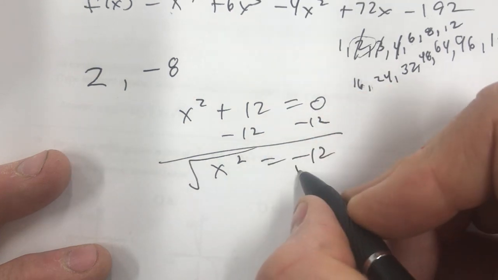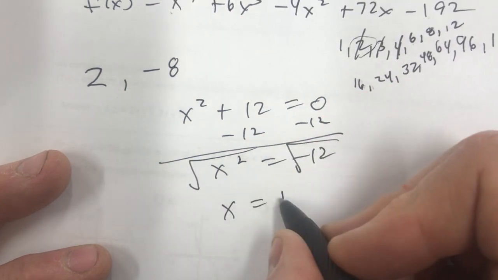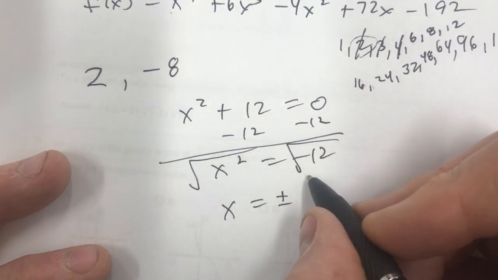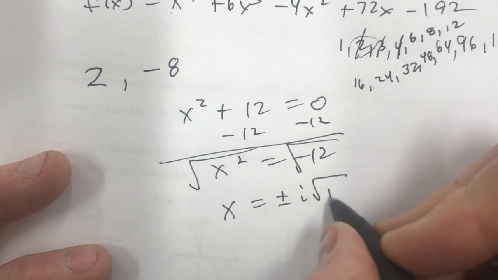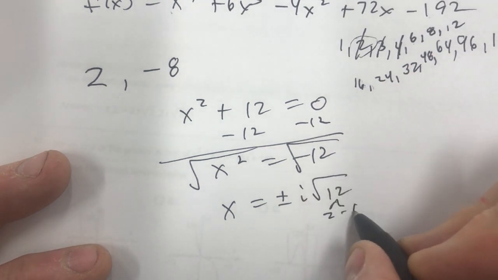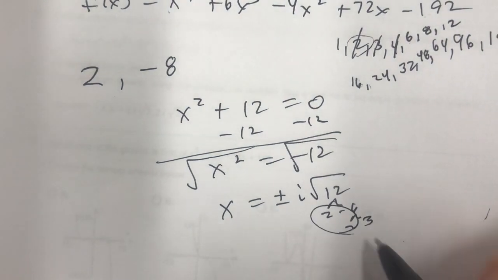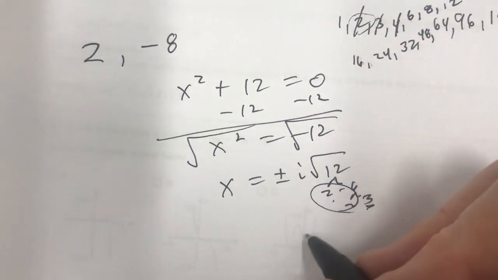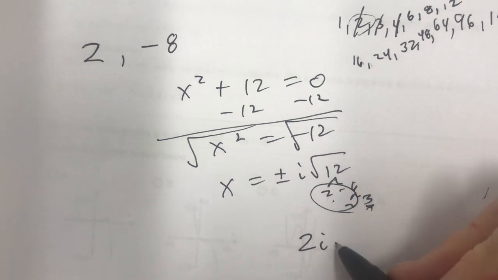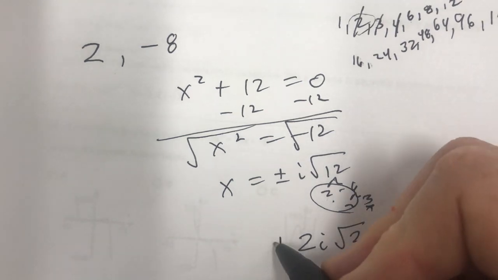And then I do the square root. X is going to equal plus or minus the square root of -12. The negative comes out as an i. And then the 12, 2 times 6, and 2 times 3, that's a pair of 2's coming out, and the 3 is stuck. These two 2's pair up to come out, but this 3 is stuck in the radical.